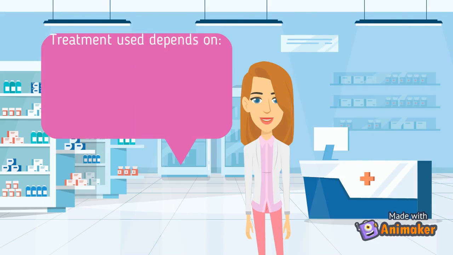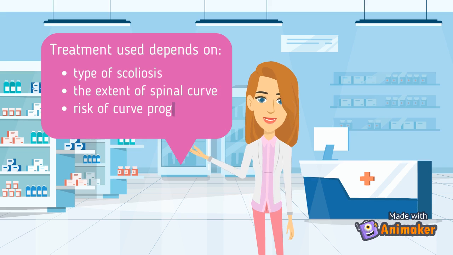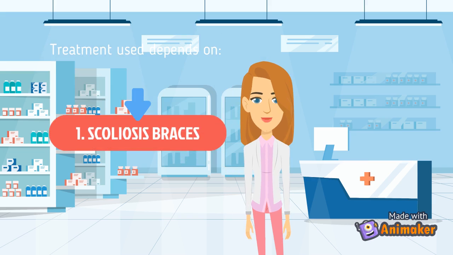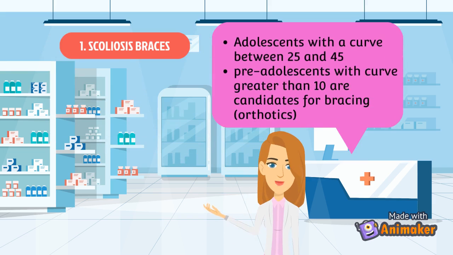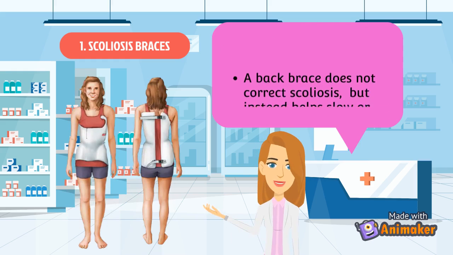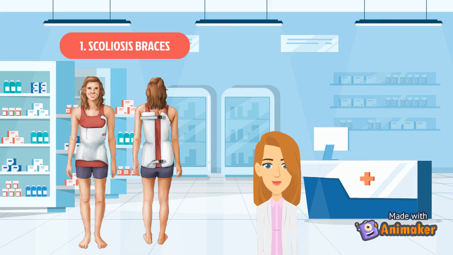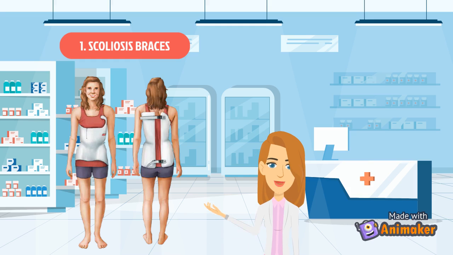Scoliosis treatment. The treatment used depends on the type of scoliosis, the extent of the spinal curve, and the risk of curve progression. 1. Scoliosis braces. Adolescents with a curve between 25 and 45 degrees, and pre-adolescents with a curve greater than 10 degrees, are candidates for bracing. A brace does not correct scoliosis, but instead helps slow or halt the progression. Thoracic lumbar sacral orthosis (TLSO) braces are familiar to people with lower back pain. The most common scoliosis braces are the Boston brace and the Charleston brace.